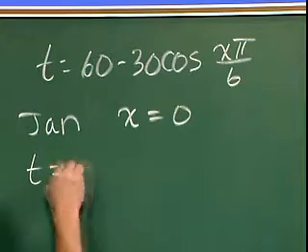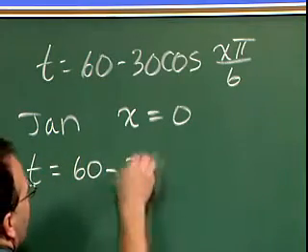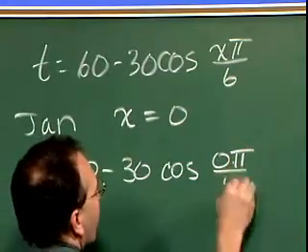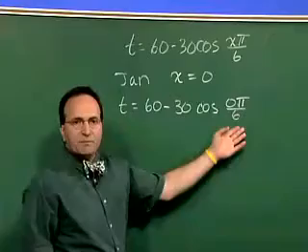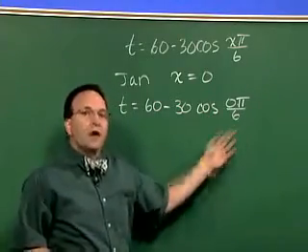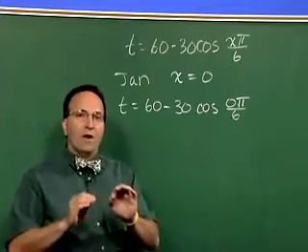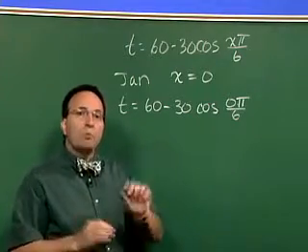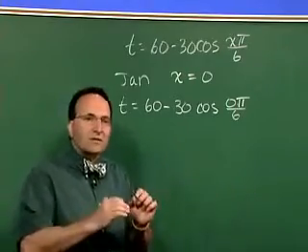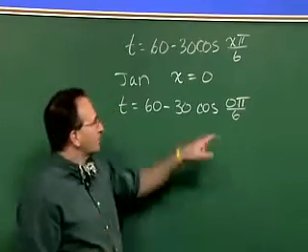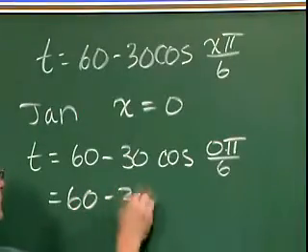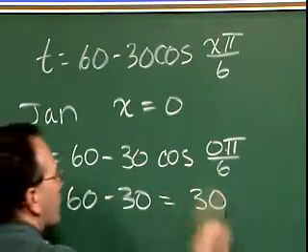So I get T equals 60 minus 30 times the cosine of 0 times pi over 6. But 0 times pi over 6, of course, is 0. The cosine of 0 means that we want the x value when there is an angle of 0, which is the point 1 comma 0 on the unit circle, so the cosine is equal to 1. So this is just 60 minus 30 times 1, which is 30.